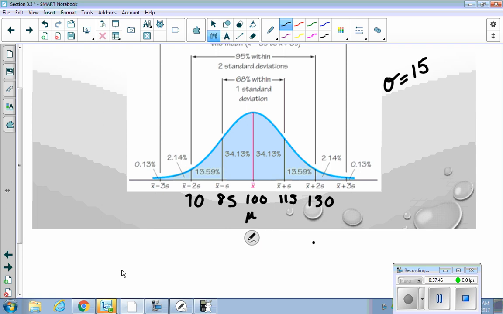So then one more standard deviation from the mean. Obviously this one's going to be 145 and this one's going to be 55. 99.7% of the population has an IQ between 55 and 145. Guess what? These people are geniuses.